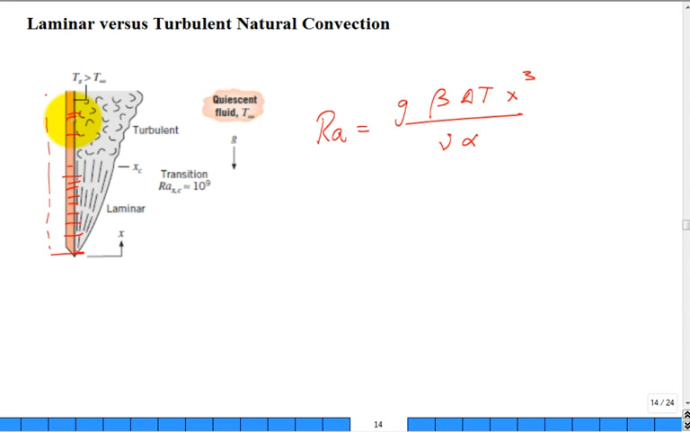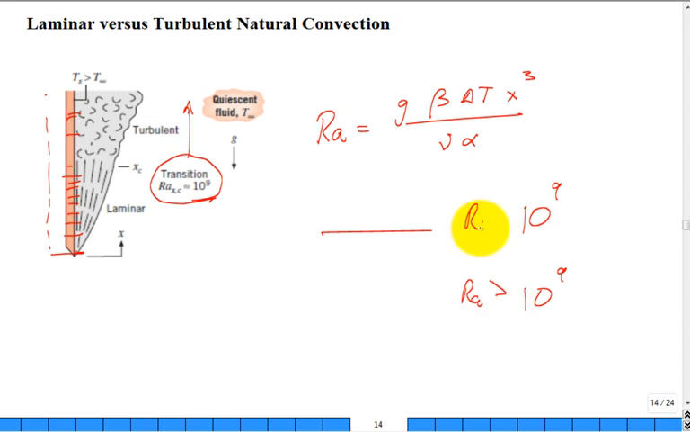500,000. Well, experimentally determined now, if you look at a Rayleigh number defined like this, you'll have laminar flow at the beginning, and then you get up to around a Rayleigh number of 10 to the 9, and that's our transition or critical Rayleigh number. So when the Rayleigh number is greater, it's turbulent. A lot of times you'll see correlations where they say, for Rayleigh number less than 10 to the 9, use this correlation. But when it's greater than 10 to the 9, use a different correlation because it's moving into a different regime for the flow.